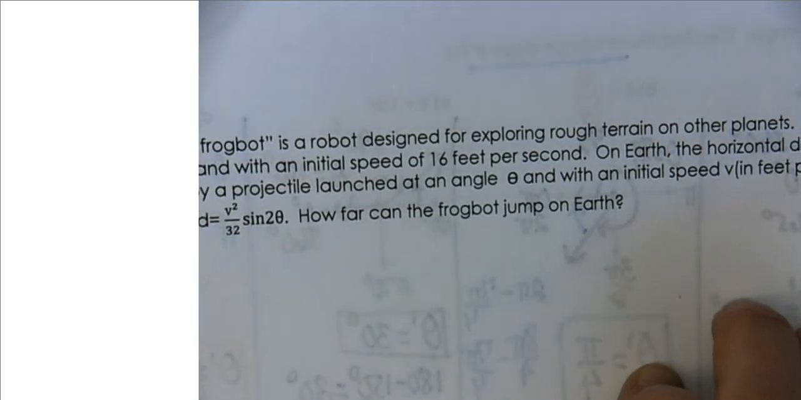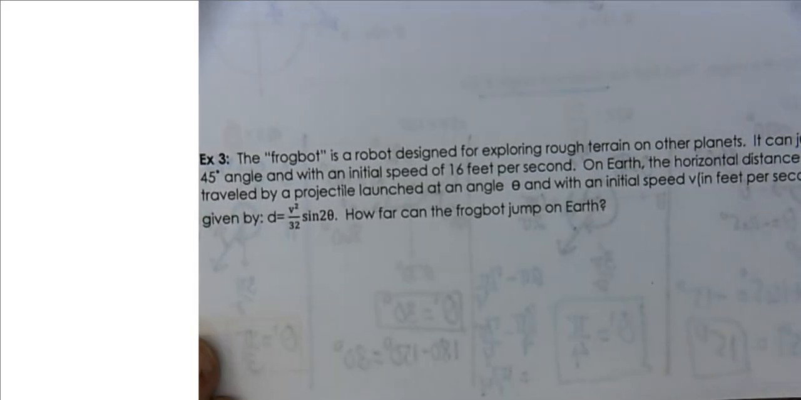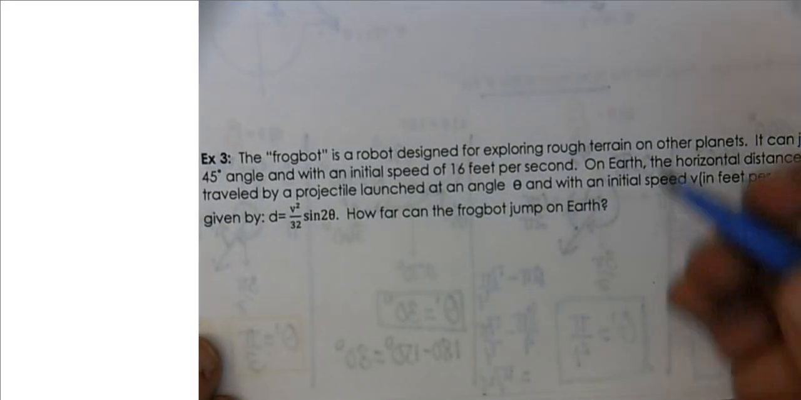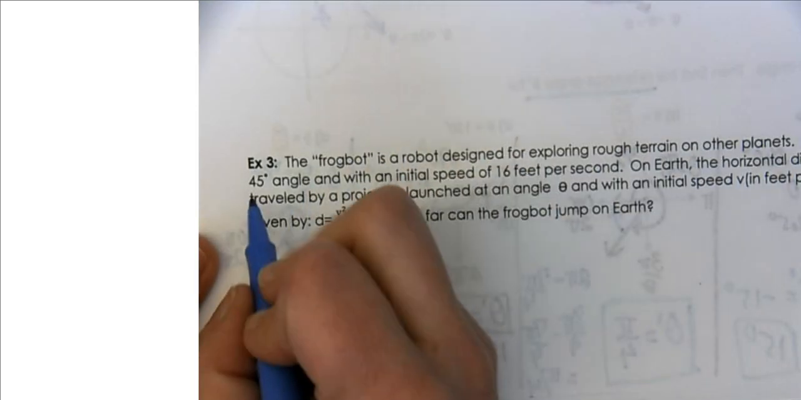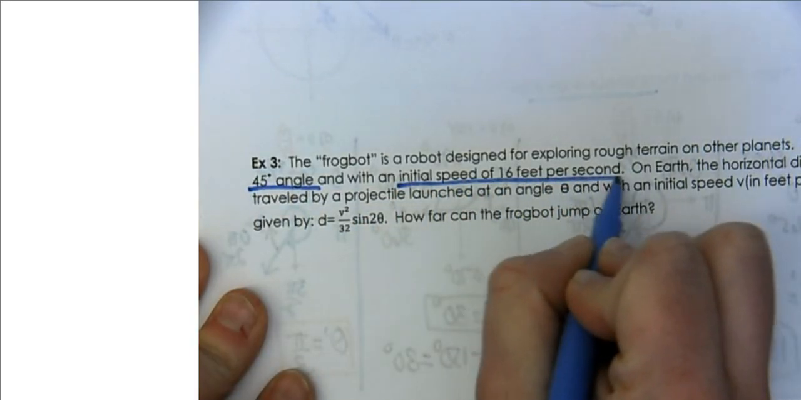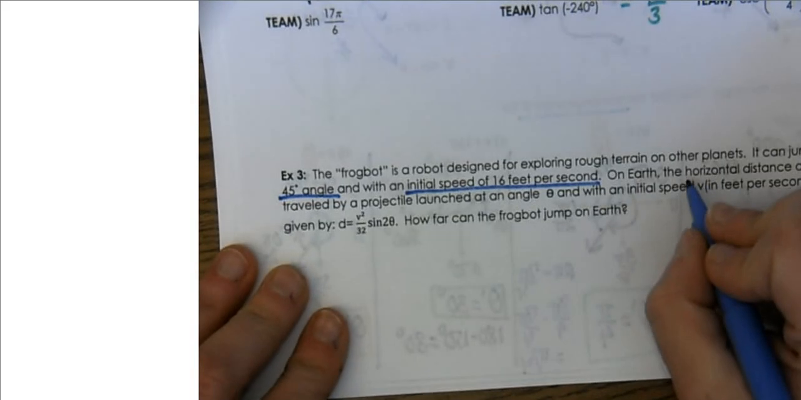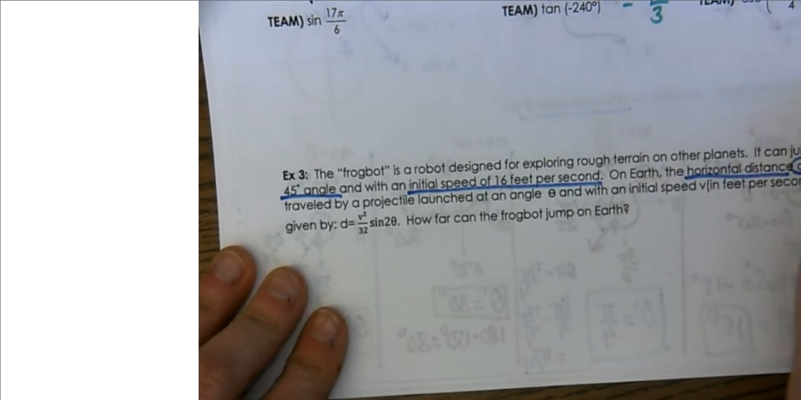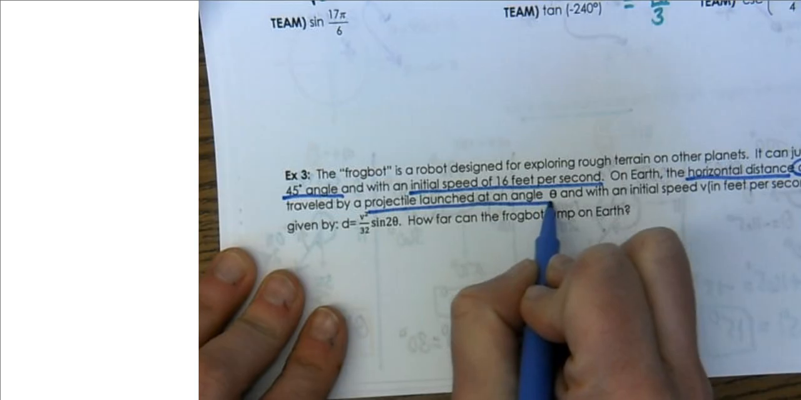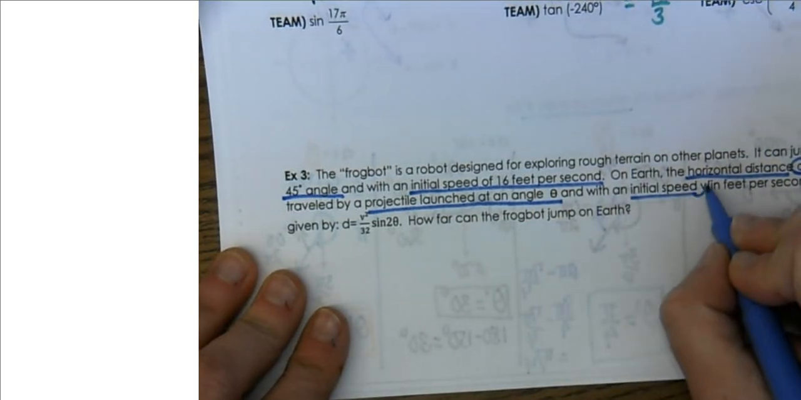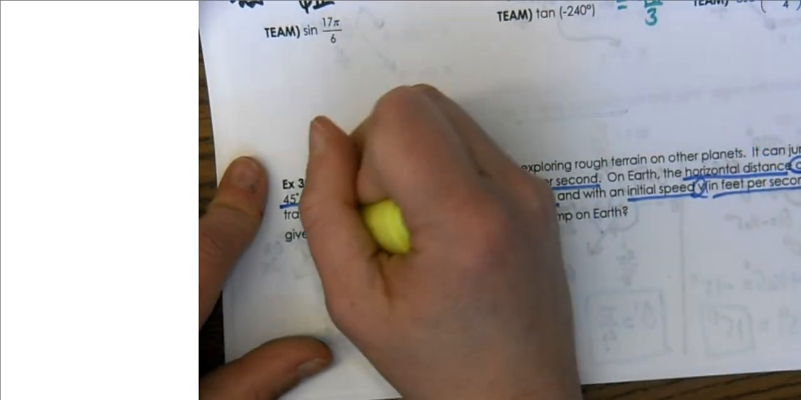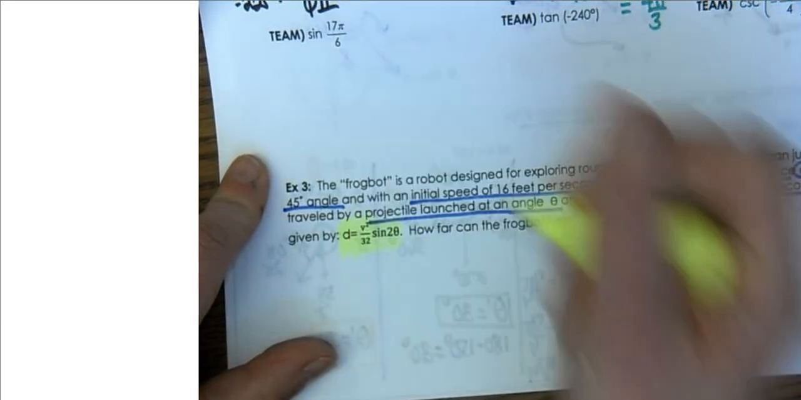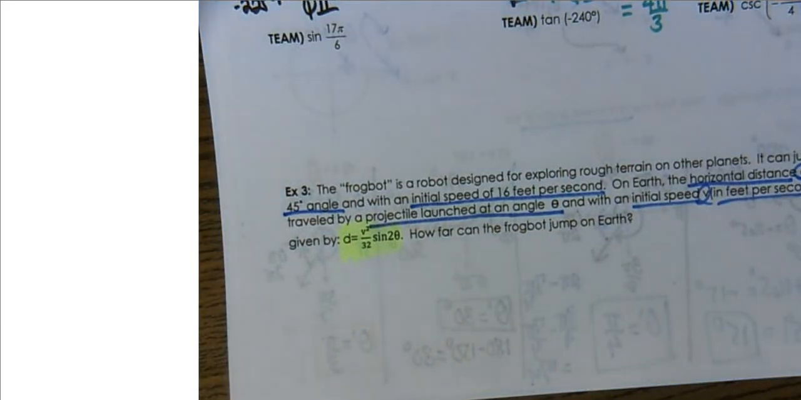In this Frogbot question, it says the Frogbot is a robot that is designed for exploring rough terrain on other planets. It can jump at a 45-degree angle with an initial speed of 16 feet per second. On Earth, the horizontal distance d in feet traveled by the projectile launched at an angle of theta with an initial speed of v, which is in feet per second, is given by this beautiful formula of d is equal to v squared over 32 times the sine of 2 theta. Now, how far can this Frogbot jump on Earth?